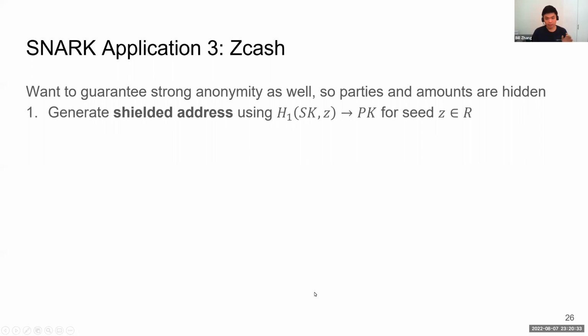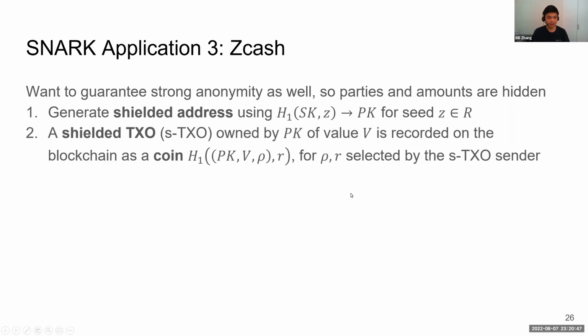In particular, let's start with how we're going to generate this shielded address. We're going to use some hash function. Let's just call it h1 for now. You use some secret key and some randomness z as our seed, and we're going to produce a public key. Then a shielded transaction output, which we'll use zk-SNARK as a shorthand, that is owned by this public key and has a certain value in its transaction output, like a certain number of coins, will be recorded on the blockchain as a coin. And this coin we're going to define as a hash.